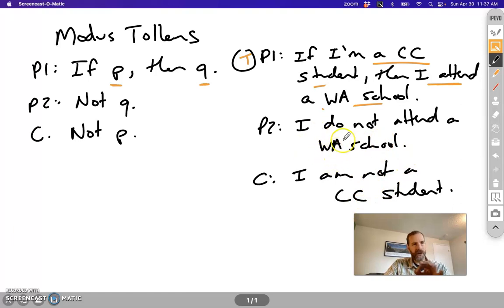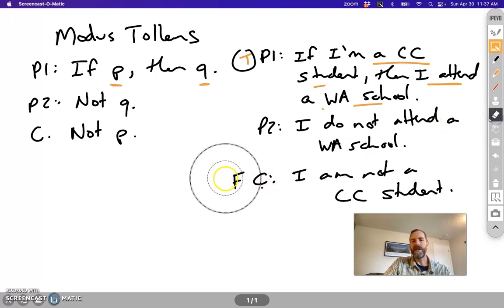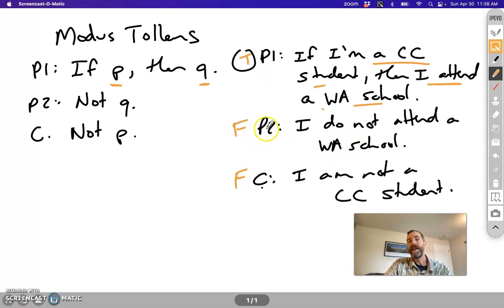Now clearly for you, the person watching the video, this conclusion is false. So that might have you question whether it's really valid. But it is, because the reason that the conclusion is false is because one or both of the premises are false. In your case, premise 1 still holds true, but premise 2 is false. You do attend a Washington school. And so this is not evidence of the argument being invalid. An argument is only invalid if it can have all true premises and a false conclusion.